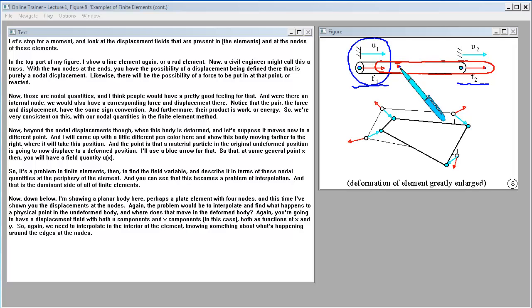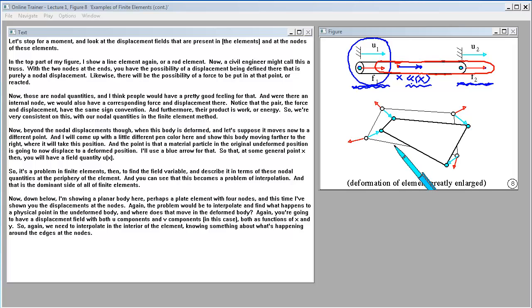I'll use a blue arrow for that. So that at some general point x, then, you will have a field quantity u of x. So it's a problem in finite elements then to find the field variable and describe it in terms of these nodal quantities at the periphery of the element. And you can see that this becomes a problem of interpolation. And that is the dominant side of all of finite elements.